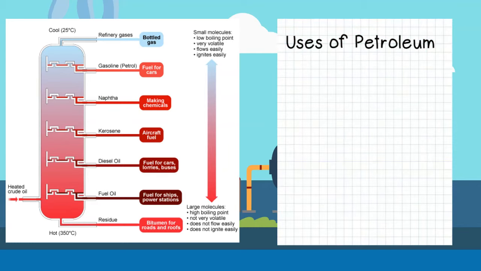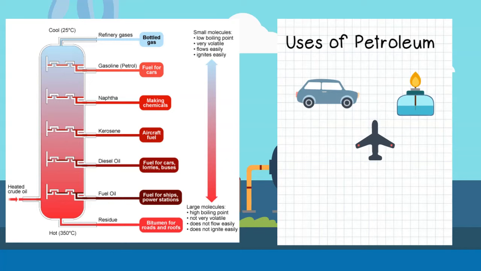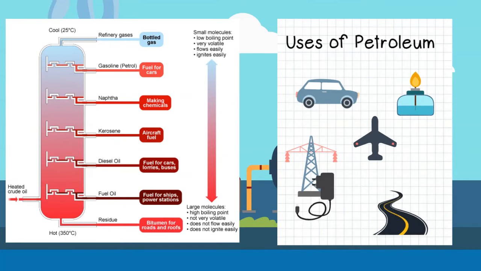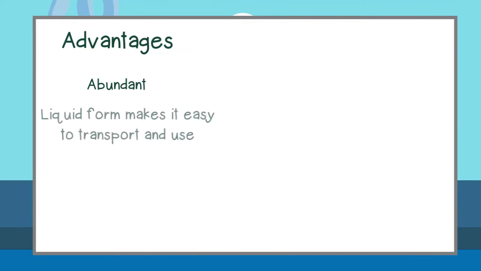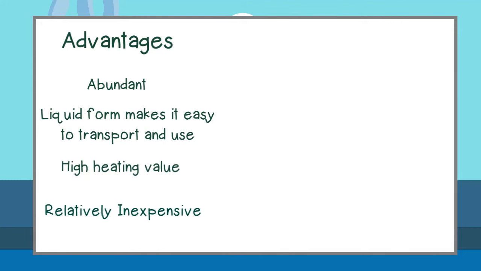Petroleum or oil-based products are used for transportation, heat production, electricity generation, making roads, synthesizing chemicals, and making plastics. The advantages of petroleum include it being an abundant energy source. Its liquid form makes it easy to transport and use. It has a high heating value, and it is relatively inexpensive.